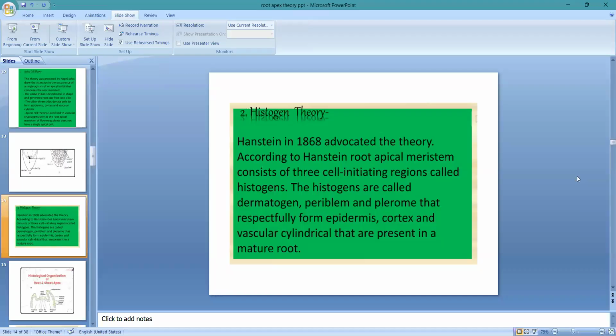In the monocots, the dermatogen and peribulum show a common origin from a group of initials. The root cap has its own group of initials, called calyptrogen. Only the root cap is formed by the initials called calyptrogen. Remember this. Gutenberg gave the term dermatocalyptrogen. So in the monocots, dermatogen and peribulum show a common origin from a group of initials, but the root cap has its own group of initials, called calyptrogen. Remember, this is very, very important.